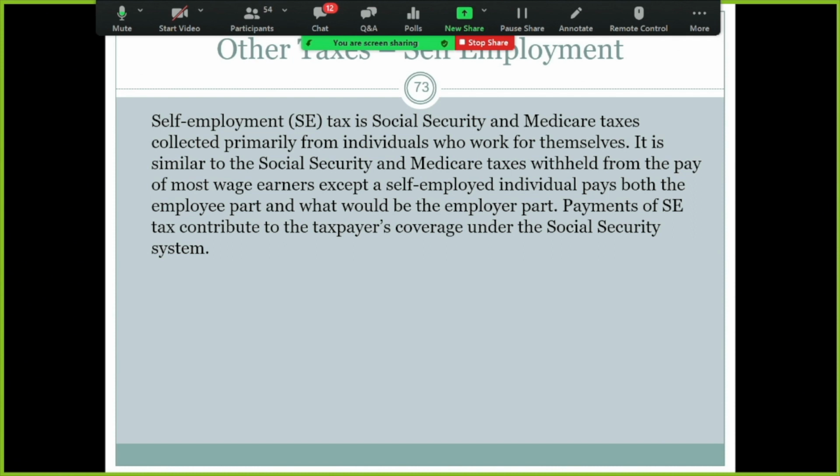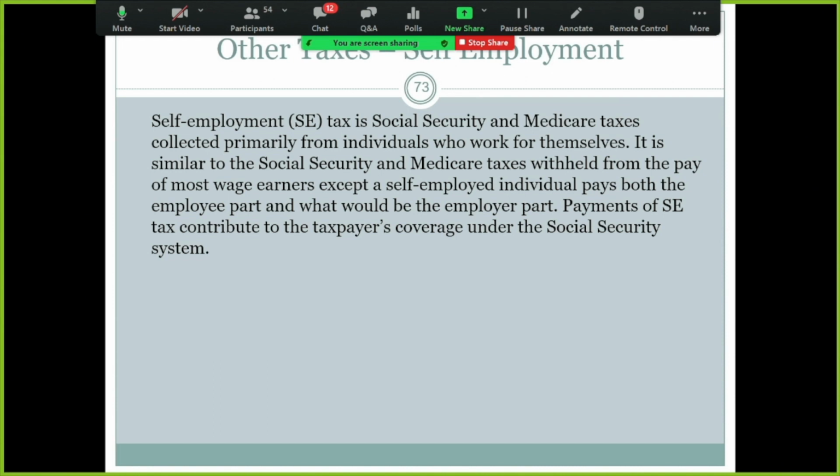We'll talk later about some ways that they can reduce some of these liabilities, so they won't have to pay this lump sum amount when they file their taxes. There are some precautions that they can take.